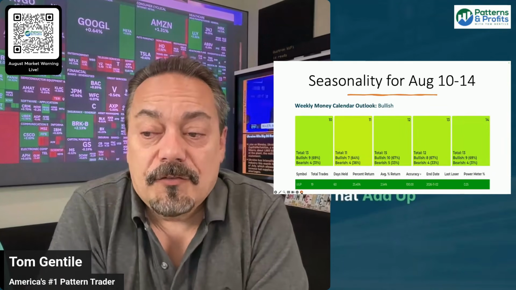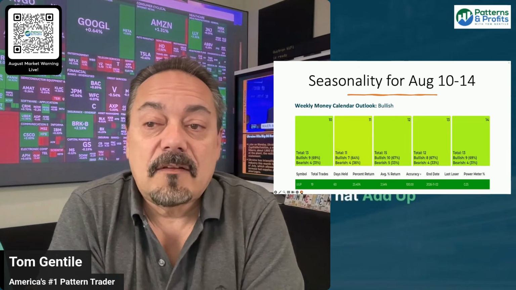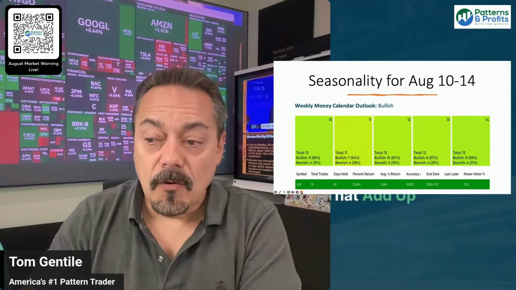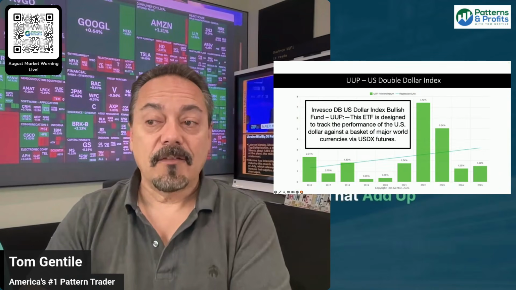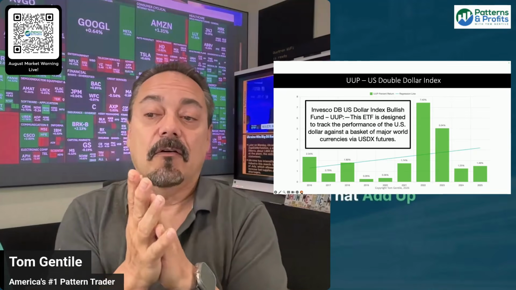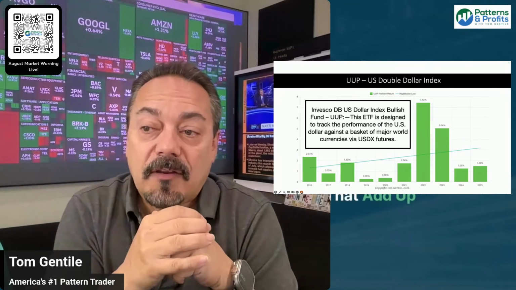The US dollar going out 60 days, taking us to the end of October, is bullish. How often has it been bullish? How about 10 of the last 10 years? 10 of the last 10 years, we've seen the US dollar up between now and the end of October. We're going out 60 days.